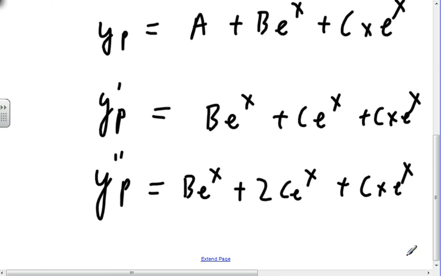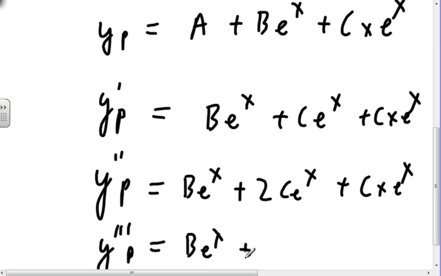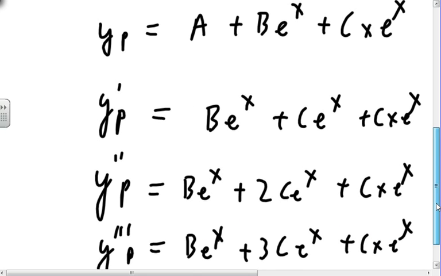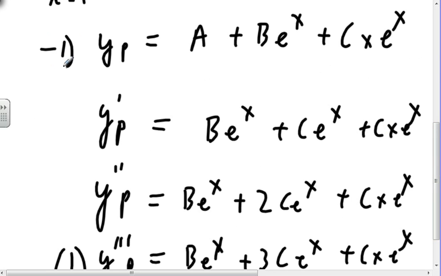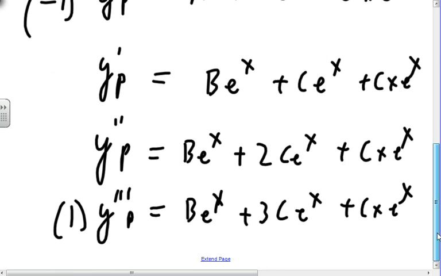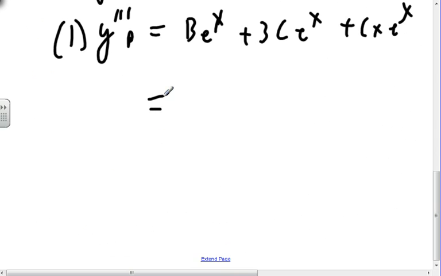And this is a triple prime guy, right? Triple prime is b e^x plus 3c e^x plus c x e^x. Okay, and I want 1 of that guy minus 1 of this guy, and when I get done I want to have e^x plus 7. That's what I want.